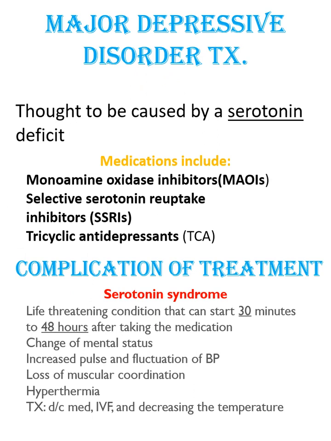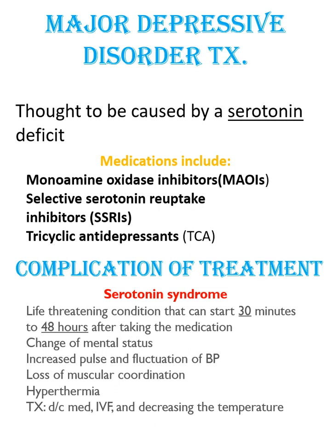Okay. So our major depressive treatment. It's thought to be caused by a serotonin deficit. So the medications that we use are medications that increase serotonin. Our MAOIs, our SSRIs, our SNRIs, our TCAs, and our atypical antidepressants, which I have more sheets on, like a pharmacology sheet. All of these things have the possibility to start or to cause serotonin syndrome.